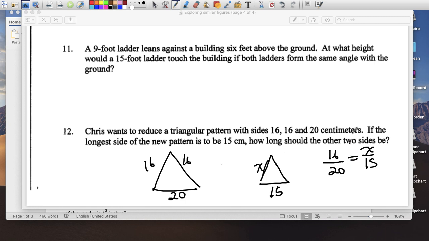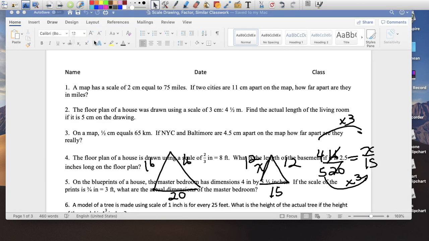Can I simplify this? Would it help me? Yeah, it would. So if I divide by 4, I get 4/5, right? So times 3, which means that x is 12, so I know this guy is going to be 12, and therefore the other side is going to be 12. Okay, so that was part 1. And the second part is probably even easier.